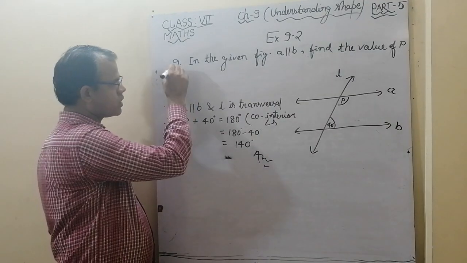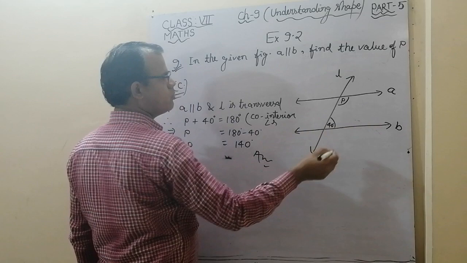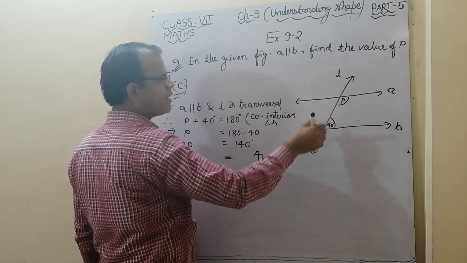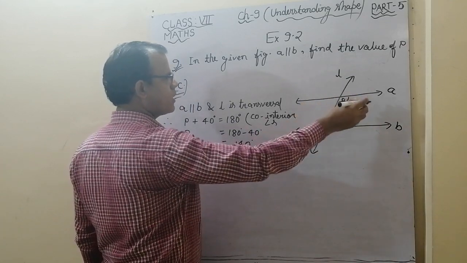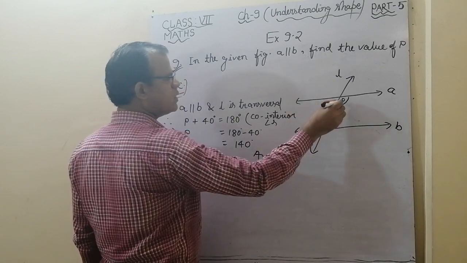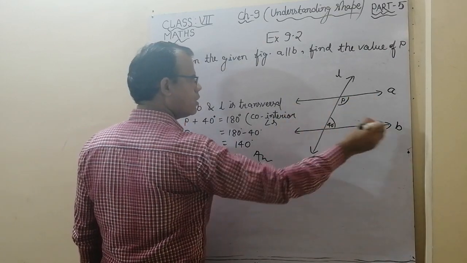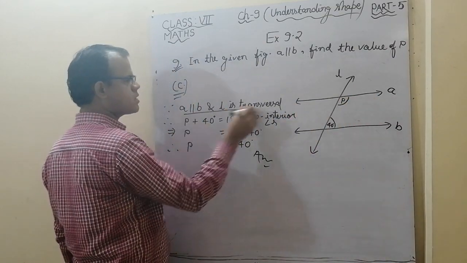Yes students, question 9 C part. Look here, lines A and B are parallel, and this line L intersects both lines A and B. So we have to find the value of P. Here you see A parallel B and L is the transversal.